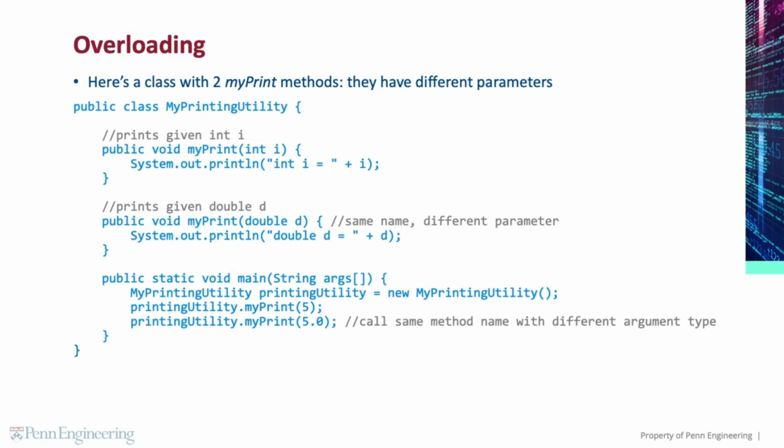In the main method, we first create an instance of the MyPrinting utility class. We then call the myPrint method with 5. Java will use the myPrint method designed to accept and print a given int. When we call the myPrint method with 5.0, Java will use the myPrint method designed to accept and print a given double.